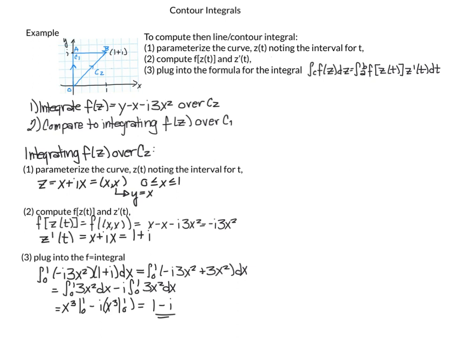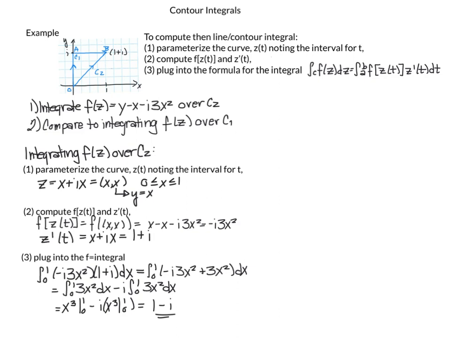Now we're at our last step, which is to plug into our formula. So we're going to plug into the interval between a and b, and a and b is given to us by our parameterization, 0 and 1. And then we need our f of z of t, f composed with z of t, which is minus 3x squared. And then we need our z prime of t, which we calculated as 1 plus i. So after that, the rest is algebra and integration. So I'll leave that for you to verify. My final answer is 1 minus i.